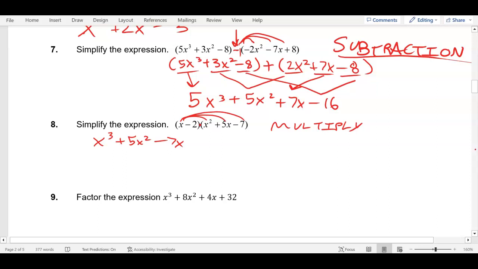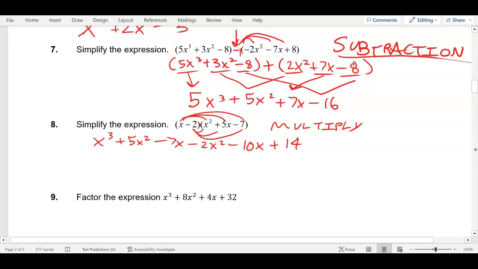You do the same thing with the second term, negative 2 times all three of these. So negative 2 times x squared is negative 2x squared. Negative 2 times 5x is negative 10x. Negative 2 times negative 7 is positive 14.